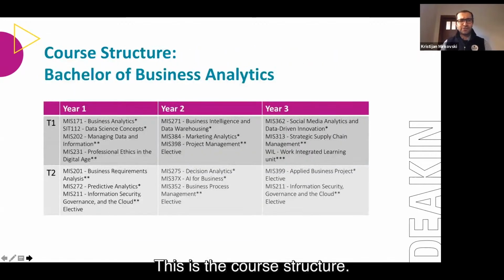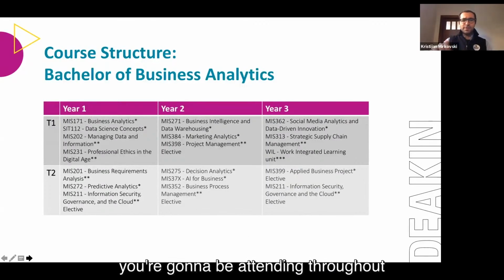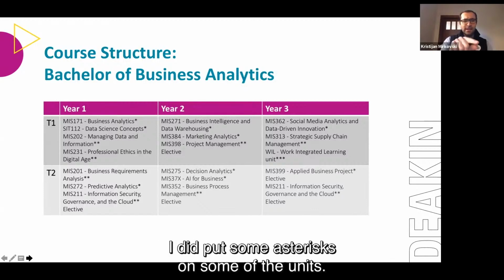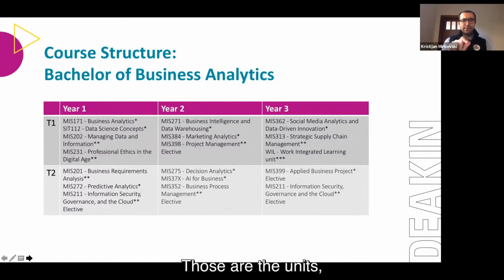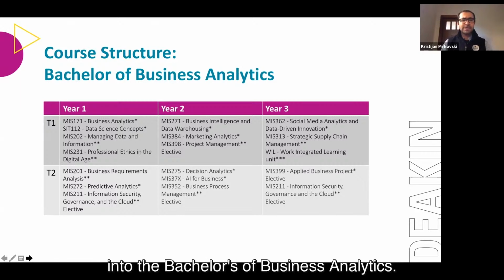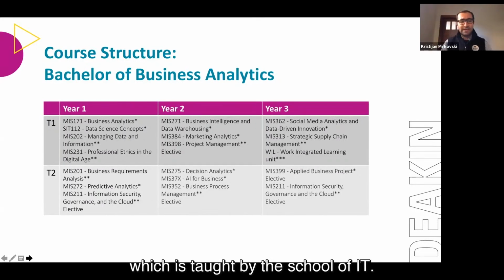This is the course structure. You can see these are all of the units that you're going to be attending throughout the 3 years of the Bachelor's of Business Analytics. I did put some asterisks on some of the units. Those are the units which specialize in analytics. So in T1, we have MIS171, which is the very basic business analytics introduction into the Bachelor's of Business Analytics. Then you also have a data science concept, which is taught by the School of IT.